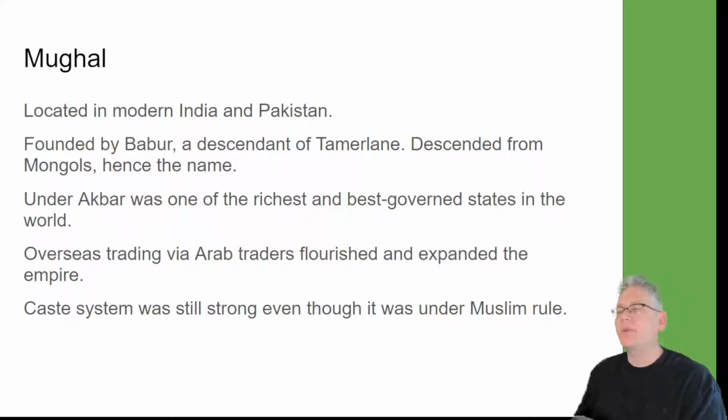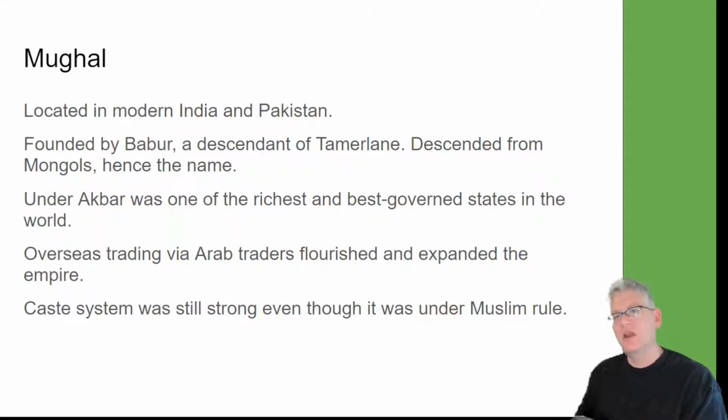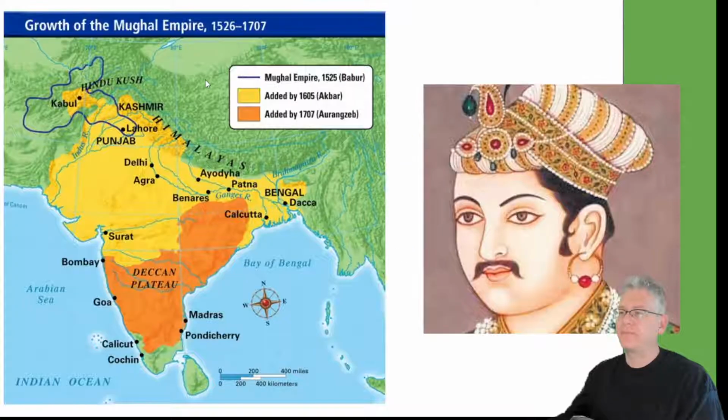Under Akbar, who was one of the richest and best governed states in the world, the empire oversaw trading via Arab traders and flourished and expanded enormously. One thing that's interesting, though, is that even though this is a Muslim empire, the caste system was still fairly strong because the local Hindus wanted it to stay strong.